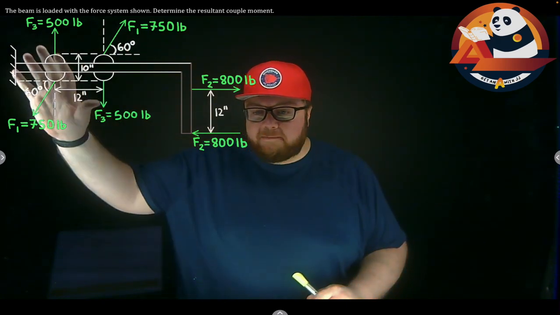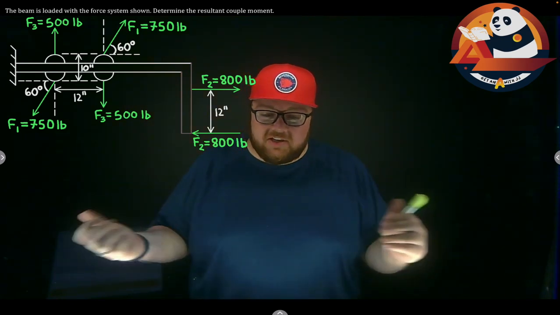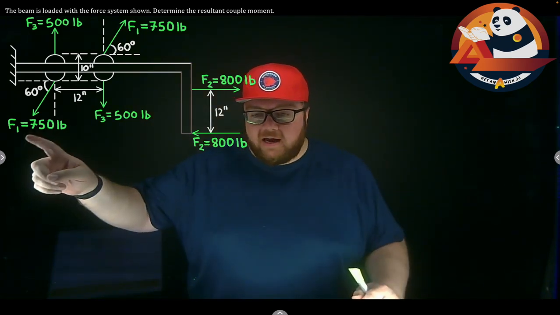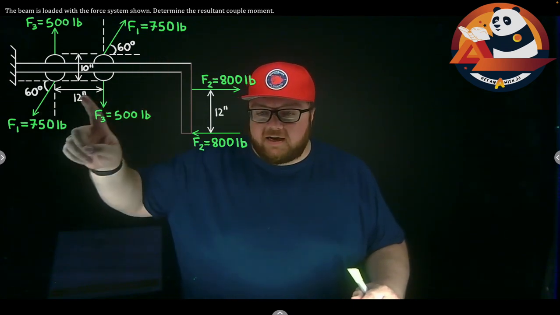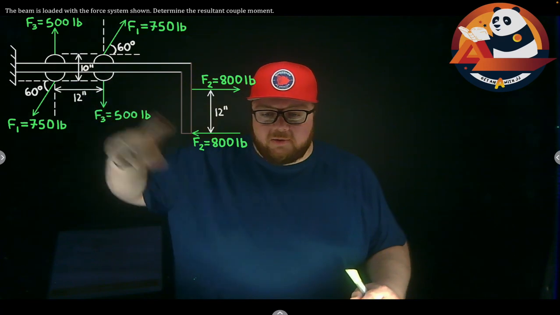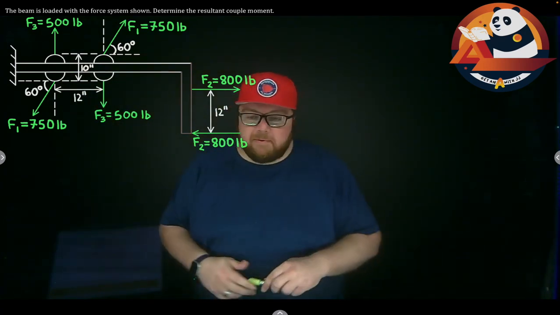So we have a beam loaded with the force system shown here. Let's determine the resultant couple moment on that. I have three couples on here: F1 equal and opposite, F2 over here equal and opposite, F3 equal and opposite. I can sum all of those up and get to a single resultant couple moment on this.